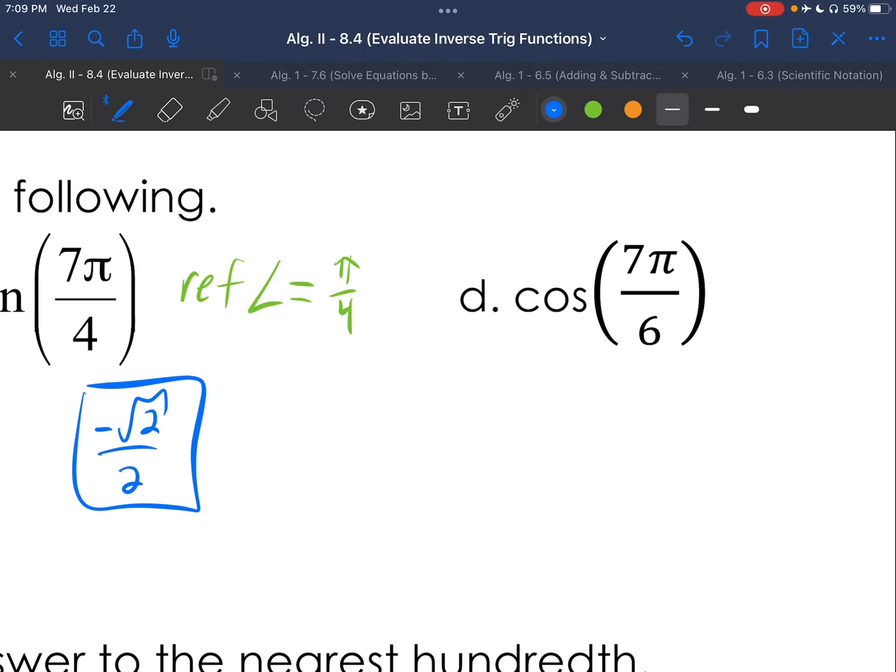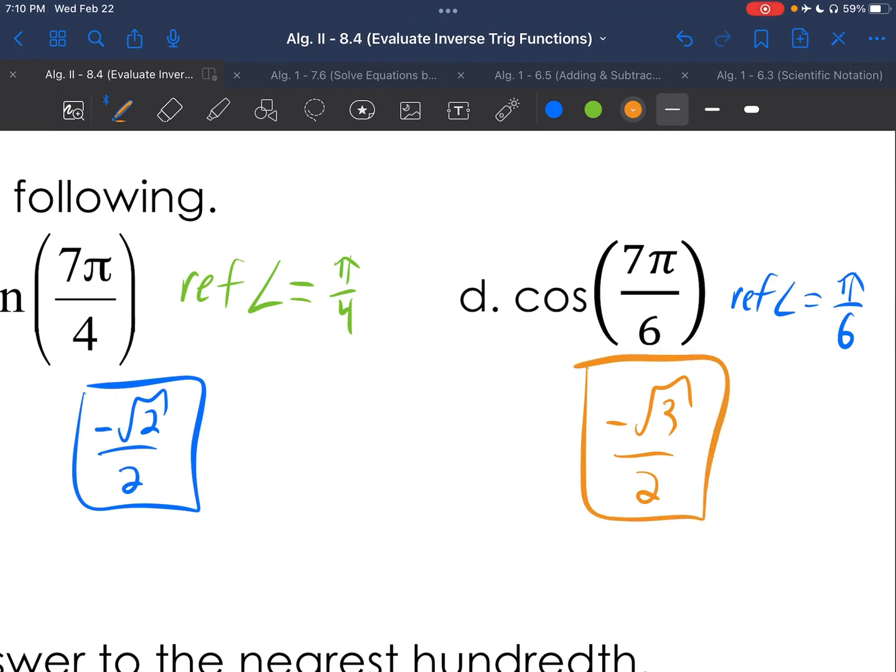And cosine of 7 pi over 6, the reference angle is going to be pi over 6, because it's pi over 6 away from pi itself. And cosine of 7 pi over 6 would be the same as cosine of pi over 6, except it would be negative, because that's in quadrant 3. And cosine's negative in quadrants 2 and 3. So you end up getting negative square root 3 over 2.